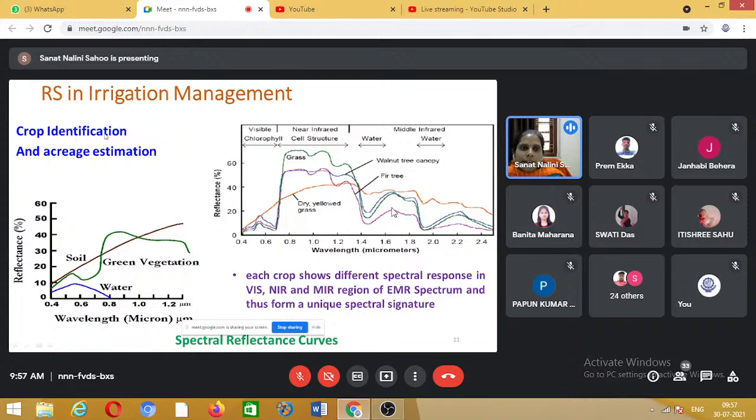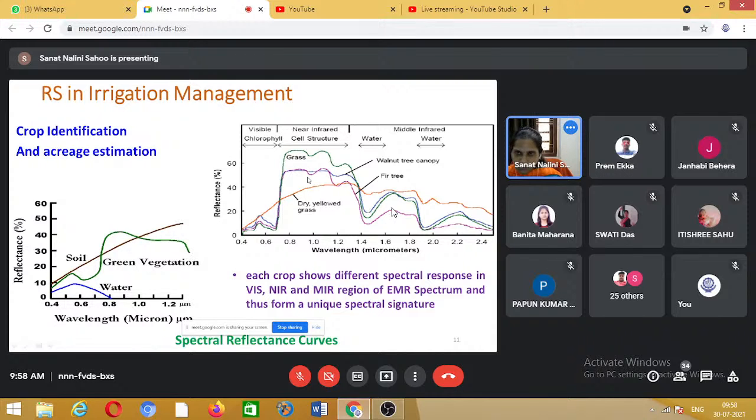So once you identify the crop, you can estimate the area on which it is grown or sown. So this much acreage of paddy is grown, or this much acreage of sugarcane is grown. That is how you can do acreage estimation. Okay, so you can identify the crop as well as estimate how much area is sown by that crop. And again, each crop shows a different spectral response in different wavelength bands.